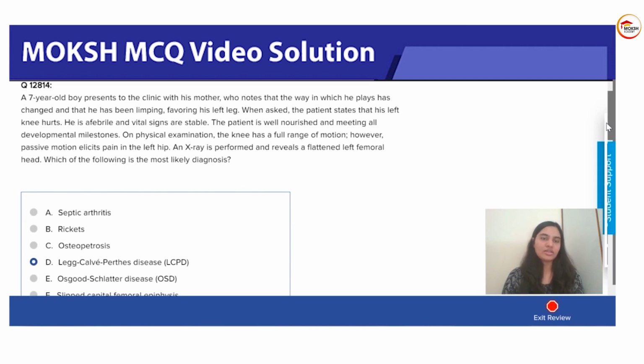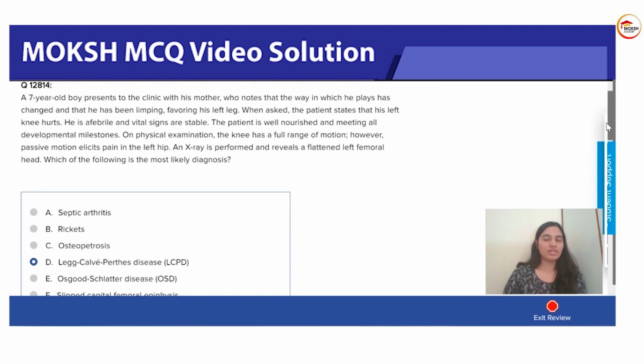This is important to diagnose because here the X-ray finding of a flattened femoral head is given, but very early in the disease, the X-ray can be normal too. The treatment here is to avoid bearing weight on the affected leg and give it rest so that the femoral head will properly re-establish within the acetabulum. And sometimes if this doesn't help, then the ultimate treatment is surgery. So this is the diagnosis.